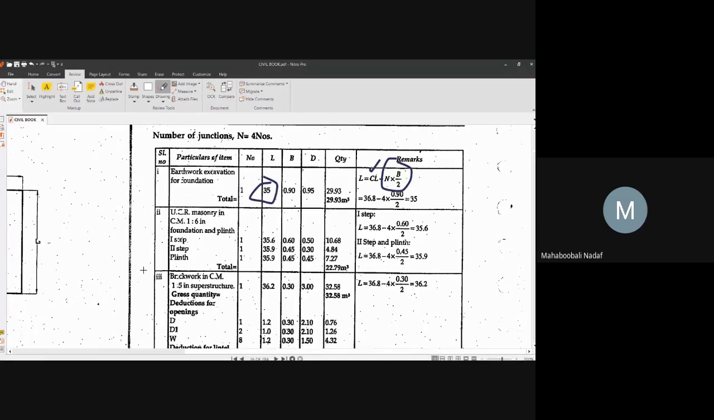Here they have not asked us to calculate PCC. That is quite simple. Only the same length, same width, but there will be a change in depth. They have not calculated it. Leave it.